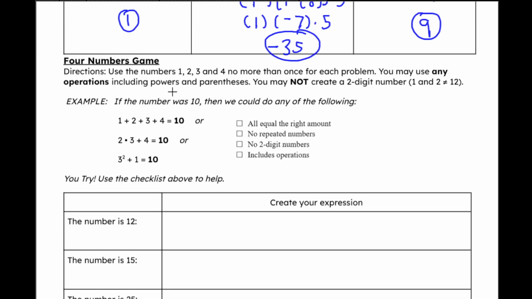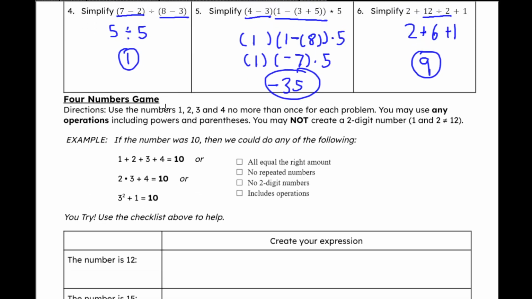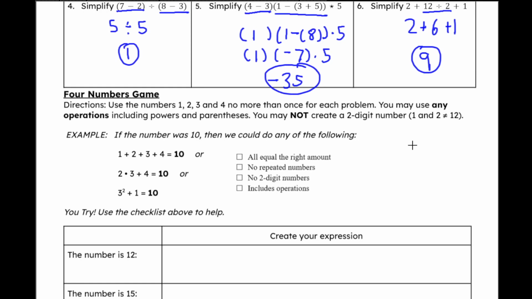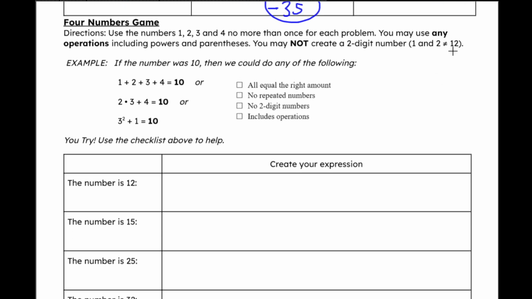So this next part here is the four numbers game. Directions. Use the numbers 1, 2, 3, and 4 no more than once for each problem. You may use any operations including powers and parentheses. You may not create a two-digit number. So for example, you can't combine a 1 and a 2 to make it 12.